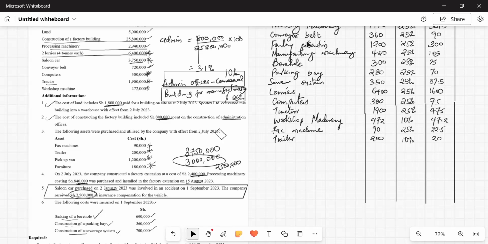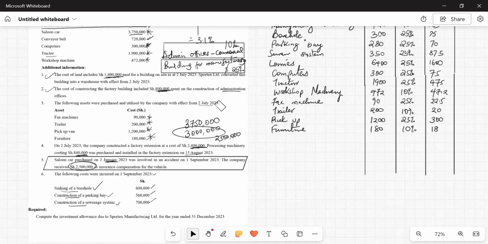We have pickup van. Pickup usually is in the class of commercial vehicles. So it is not restricted and also granted 25%. So 25% of 1.2 million, that is 300. Furniture is another one. Furniture is 180, granted 10%, and that is 18. You're done. Yeah, so that is all.